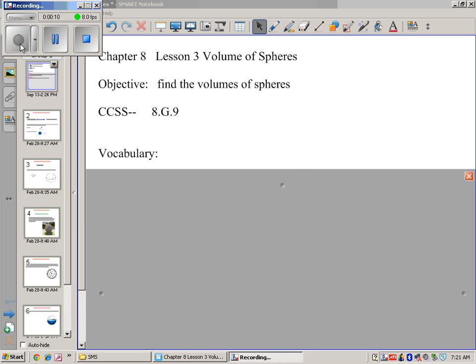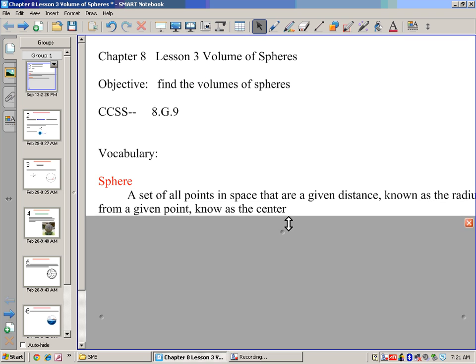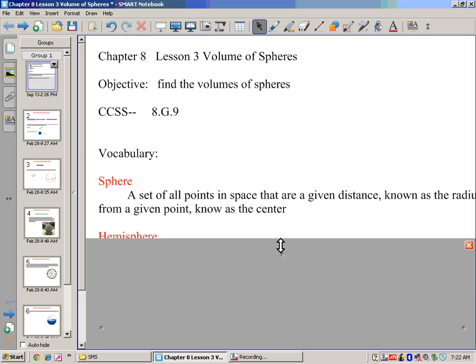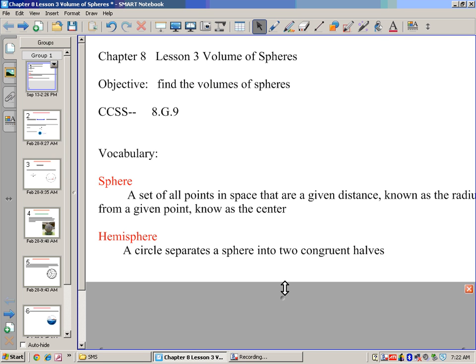Our vocab words for this lesson, the first one is, believe it or not, sphere: a set of all points in space that are a given distance, known as the radius, from a given point, known as the center. Once again, you may always pause the video to write down the definitions as we continue.